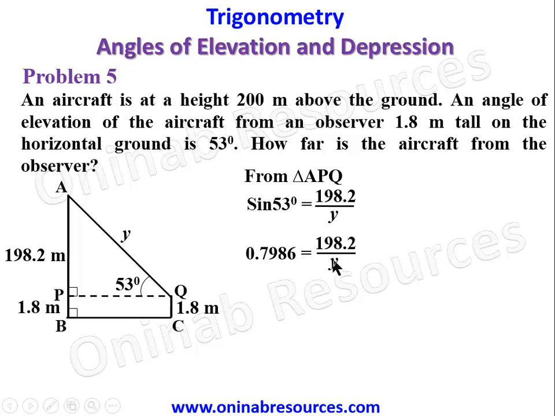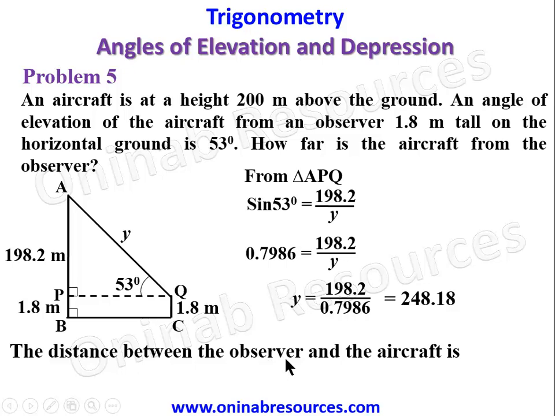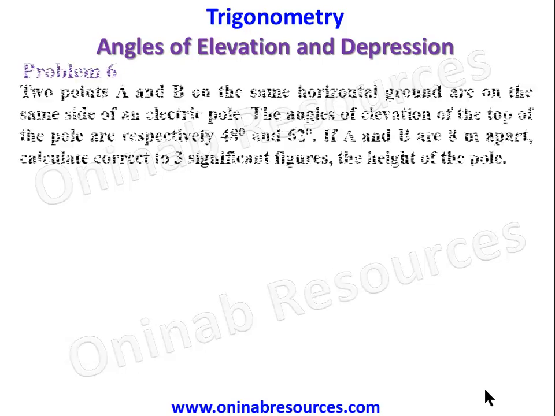If you make Y the subject of this relation, you have Y equal to 198.2 over 0.7986. So pressing our calculator, we have 248.18. Now we have gotten the value of Y, and we said it represents the distance between the aircraft and the observer. So the distance between the observer and the aircraft is 248.18 meters. And that's the end of solution to problem 5. We go to problem 6.